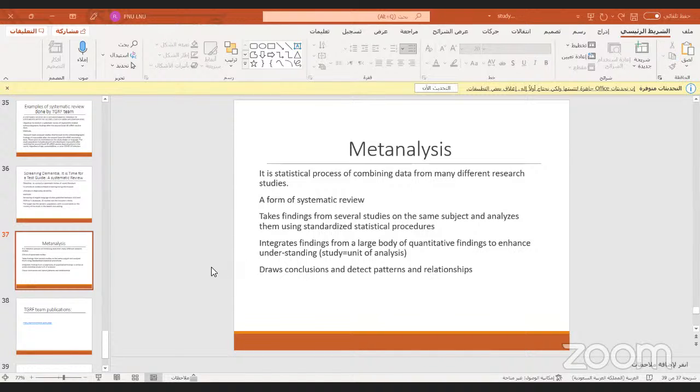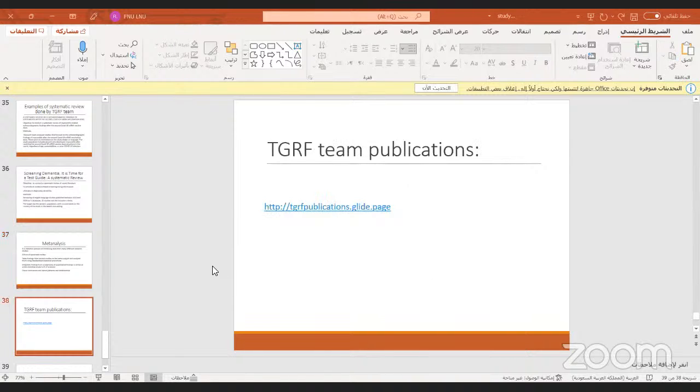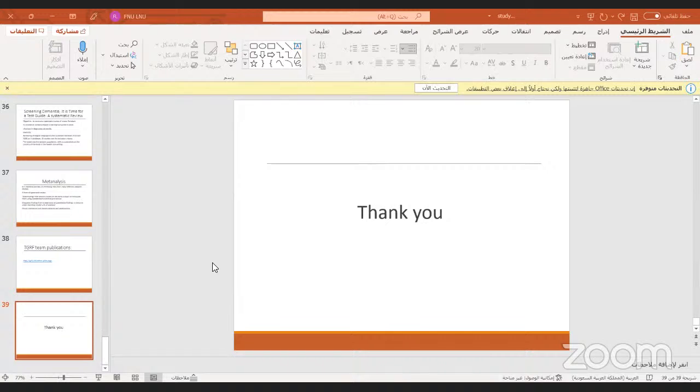By this, we finish my presentation. This slide shows the link to the Telegeriatric Research Fellowship Team publications. Through this link, you can see multiple publications and posters that have been presented at different conferences. Thank you.